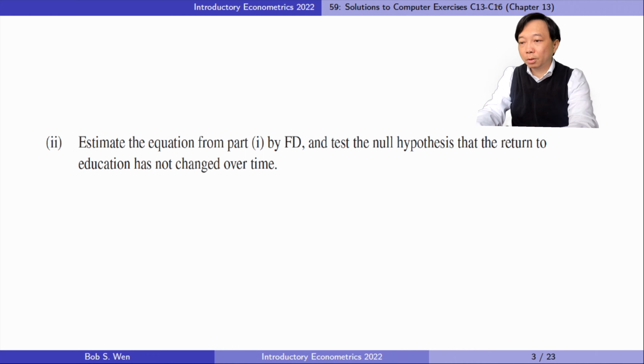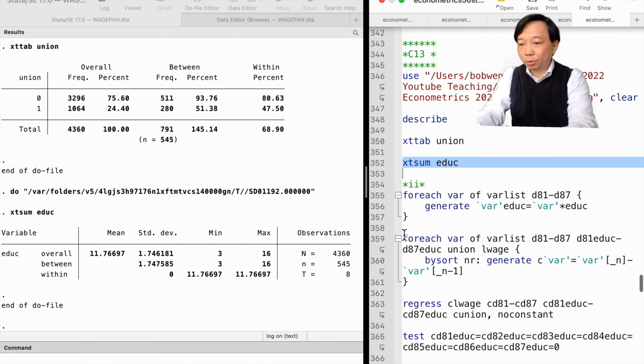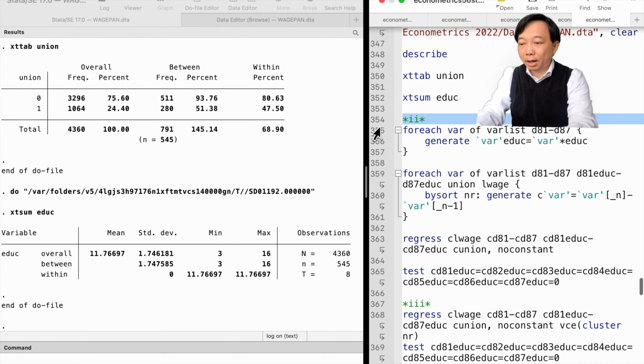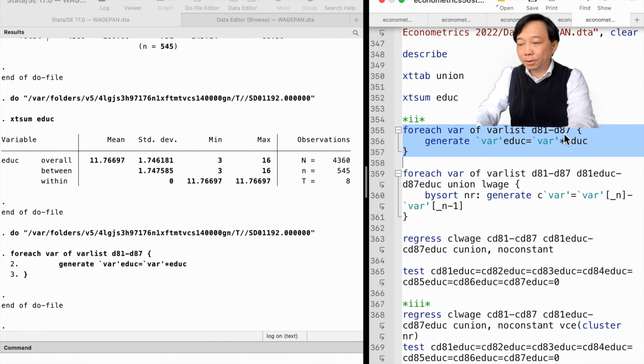In part 2, we estimate the equation from part 1 by first differencing and then do a test for the null hypothesis that the return to education has not changed over time. To do that, we first generate the interaction terms and the first difference terms using the foreach command. It executes the commands inside the braces for each variable in the variable list.